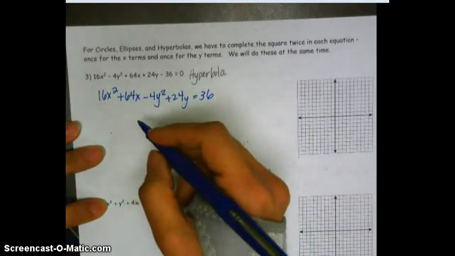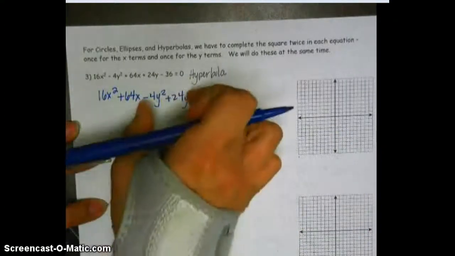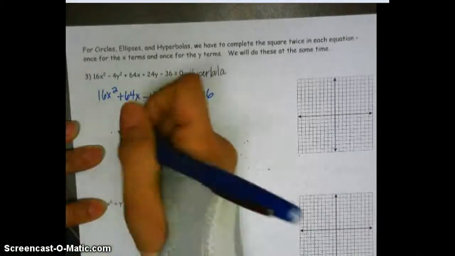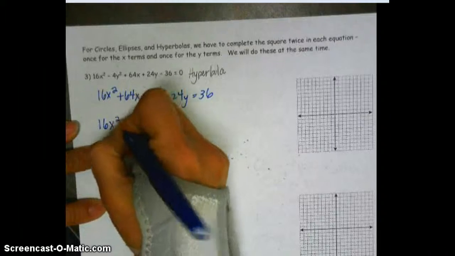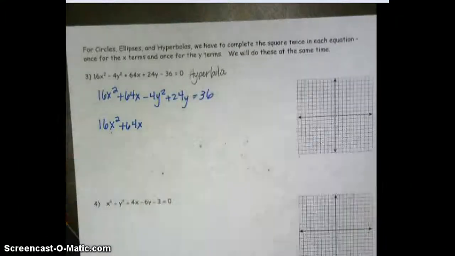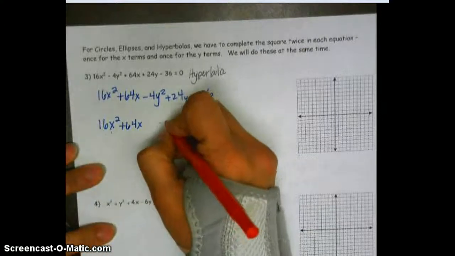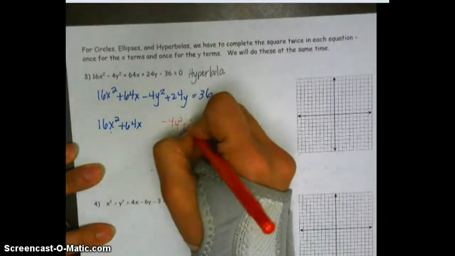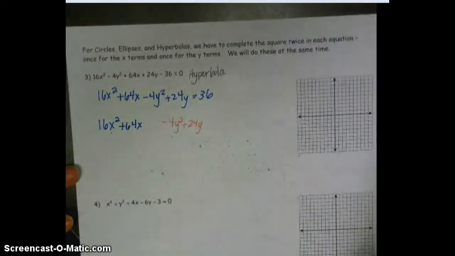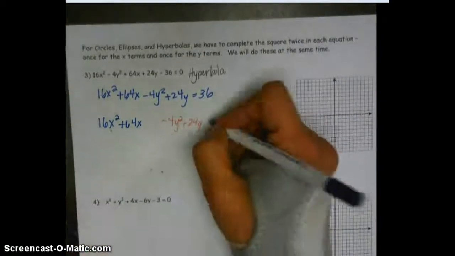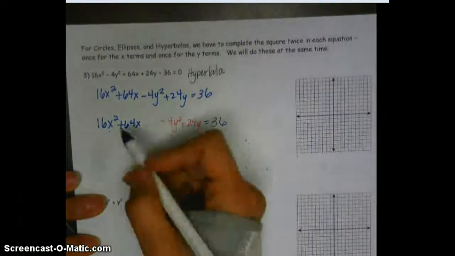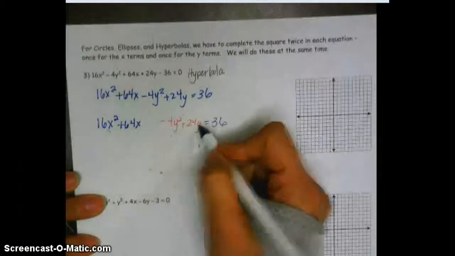Now I need to rewrite them and treat them like separate units, because I have to complete the square twice, once for the x's and once for the y's. So 16x squared plus 64x, and there's going to be a blank, and then this is going to be a separate part, negative 4y squared plus 24y. And then all of this is supposed to equal 36. Okay, we need to factor out the GCF here and also do the GCF here.